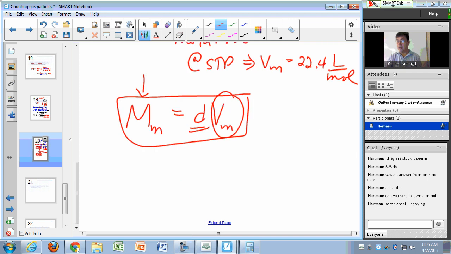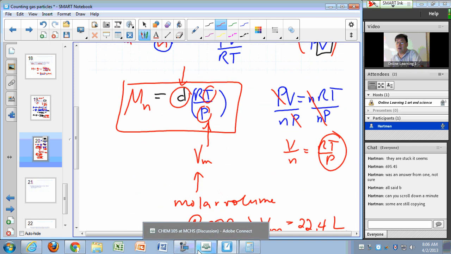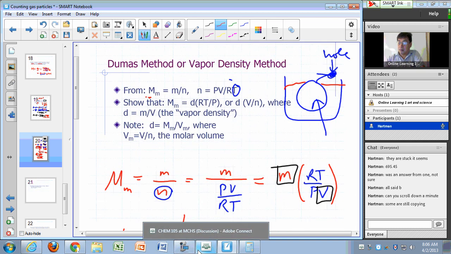Okay, and here's another way of looking at this equation. If you rearrange this, you divide both sides by molar volume, you can see that density is molar mass over molar volume, which is really what the definition of density is. It's mass divided by volume of a particular sample. So if you have a mole of your gas, divide the mass of that 1 mole by the volume of that 1 mole, you get the density of the gas. Okay? So right here, the density is molar mass over molar volume.